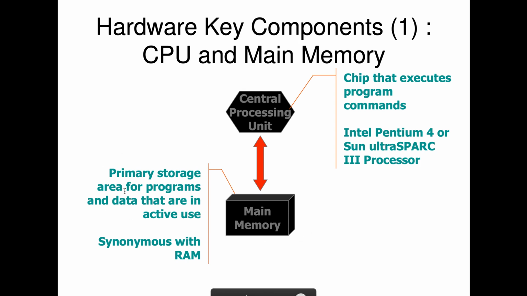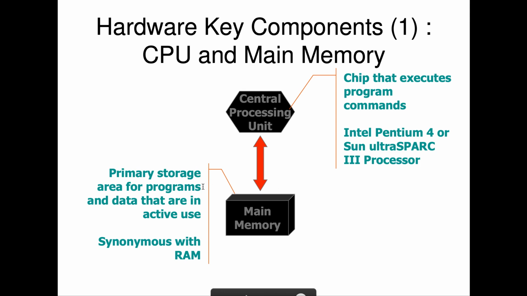Then we have primary storage to store all the data that needs to be used. For example, when you do 1 plus 1, the 1 and 1 are stored in the main memory, and then transferred into the central processing unit. The central processing unit calculates that 1 plus 1 is 2, and writes 2 back to main memory. That is a typical way for the key components to work.